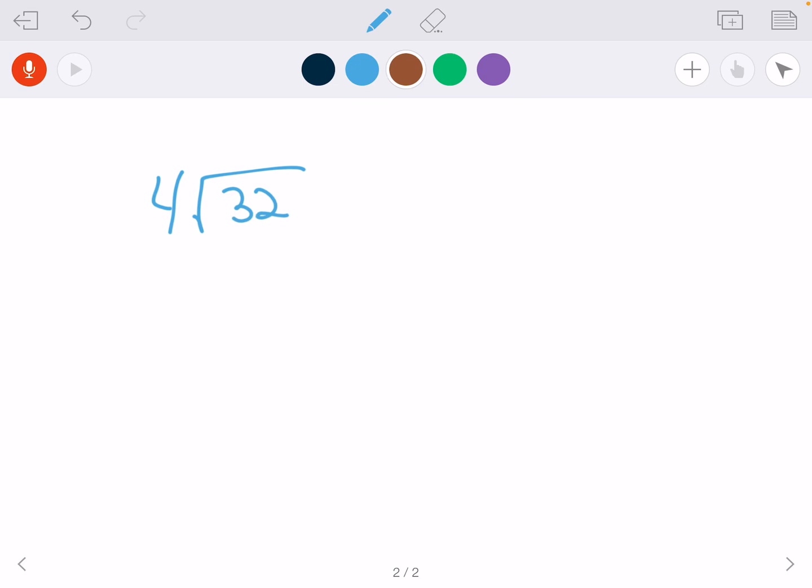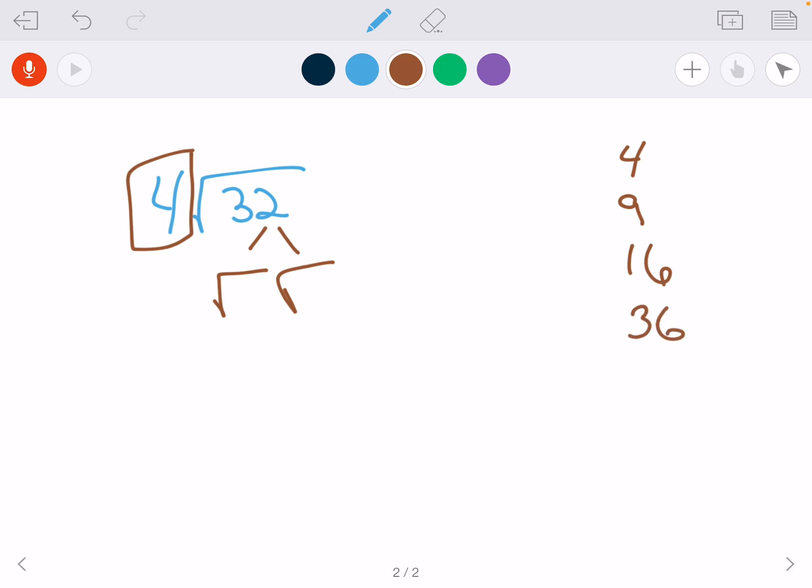All right, so I'm going to ignore my 4 right now, and I'm going to look at 32. And here's another way I do it. Make sure you're using your square root so you don't get confused. Perfect square that goes into 32. I've got 4, 9, 16, 36, and I want the largest one. So remember that. I didn't say that before, but you want the largest one. So I'm going to see if 16 goes into 32.